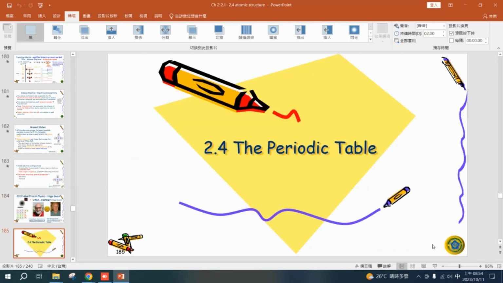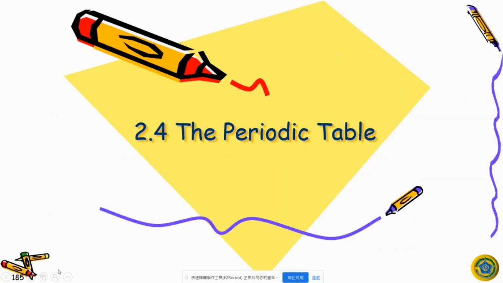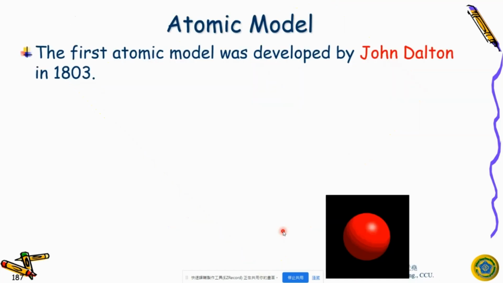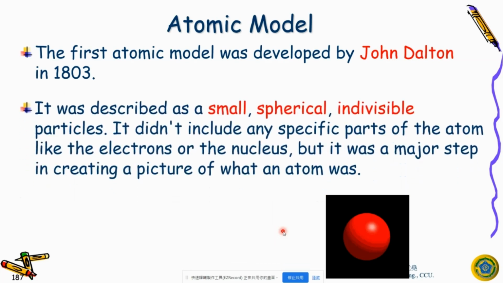So today we are going to talk about section 2.4, the periodic table. In the beginning, let's think of the history of the atom first. I hope you still remember Dalton. Dalton is the first one who created the atomic model, right? And we know that he described the atomic model: this atom is small, spherical, and indivisible.